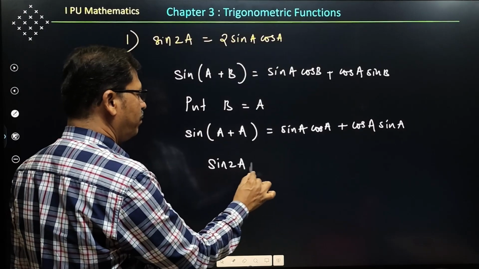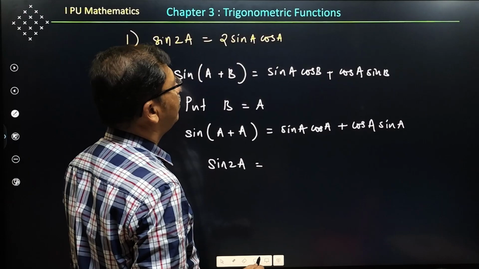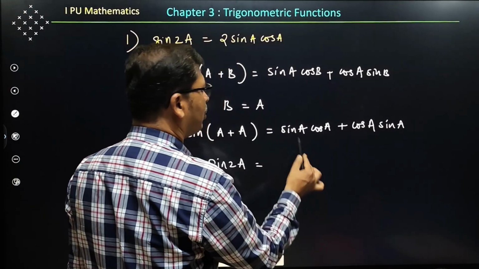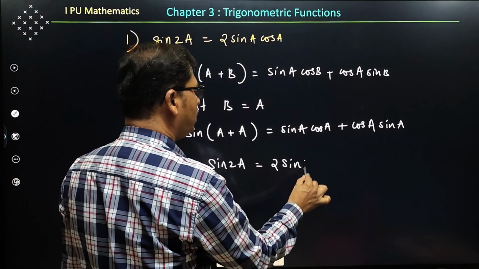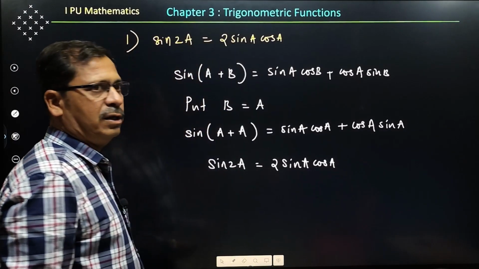Sin 2A. See, this is sin A cos A, again sin A cos A. Both are same here. These two terms are same, so that we can write it as 2 times sin A into cos A here. So this is the first result here.